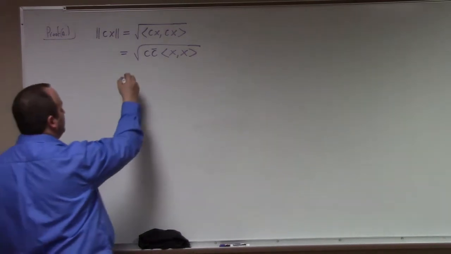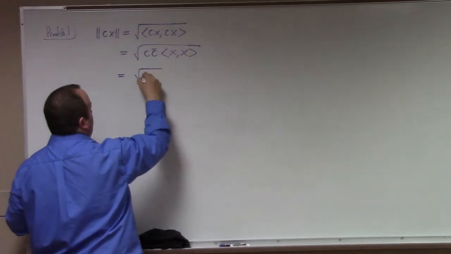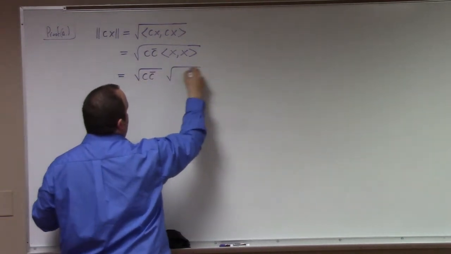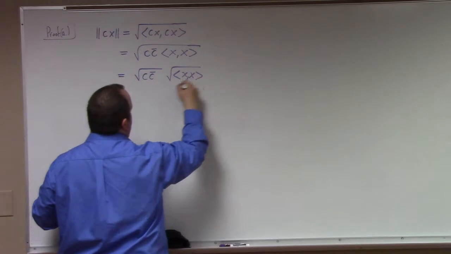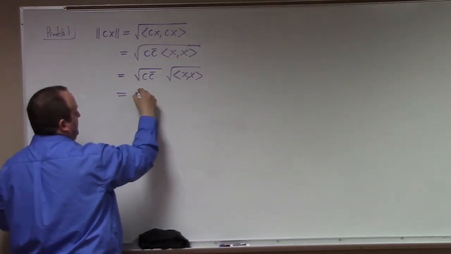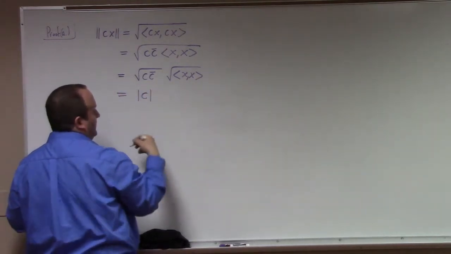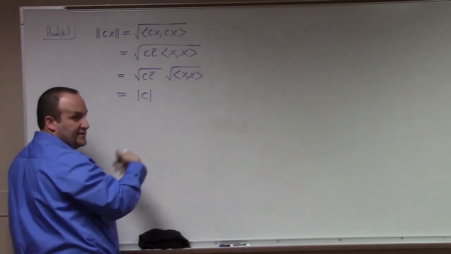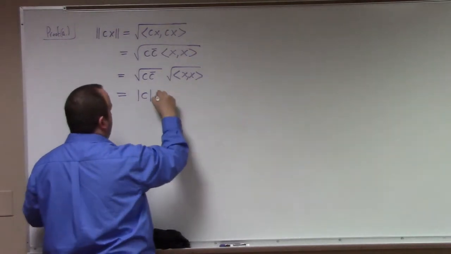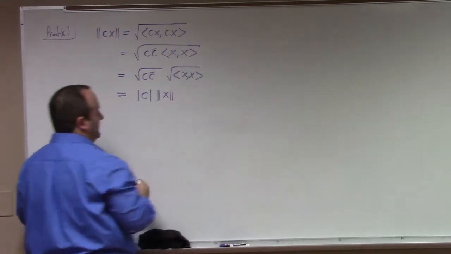And then by properties of the square root function, we've got the square root of C bar C, times the square root of x with x. But guess what? This is the modulus of C, or it's the absolute value of C, depending on what your context is, reals or complexes, and that is the norm of x again. So there you go.